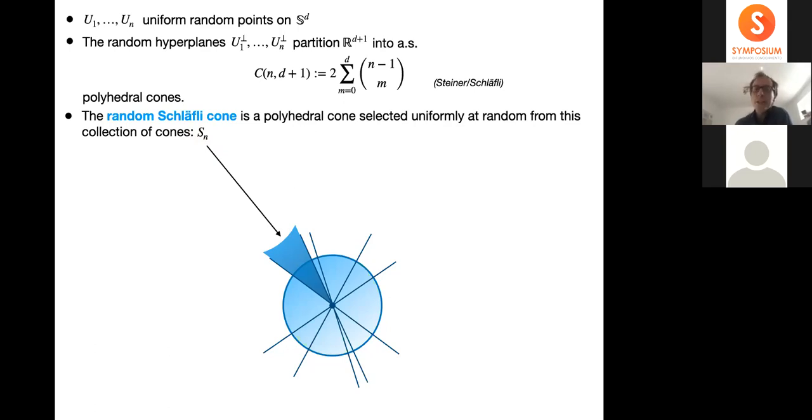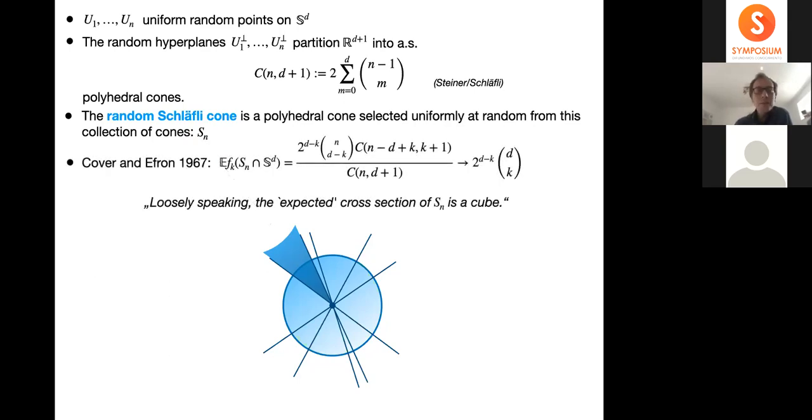This is our object that we want to study, this random cone. And there's a very classical paper by Cover and Efron from the 1960s, where they computed the number of faces of this cone, or equivalently, the expected number of k-dimensional faces of the spherical random polytope generated by this Schläfli cone. So this is this polytope that you see on the sphere. They computed explicitly the expected number of k-dimensional faces of the spherical polytope, or equivalently of this cone. And this is this number here.